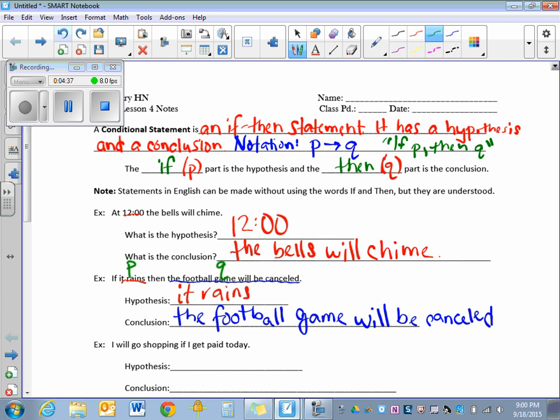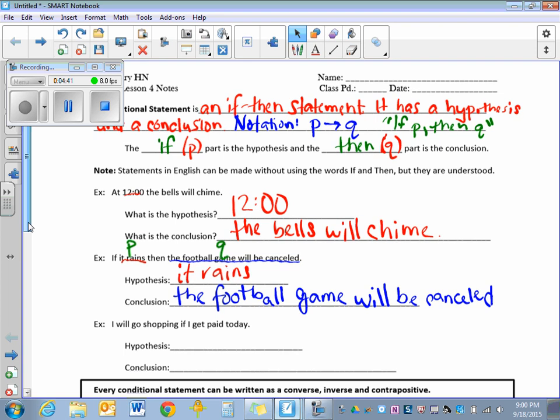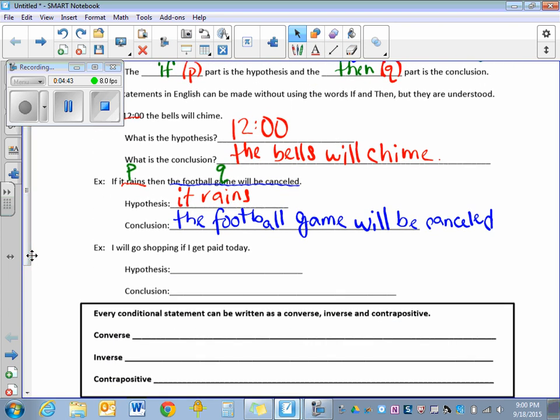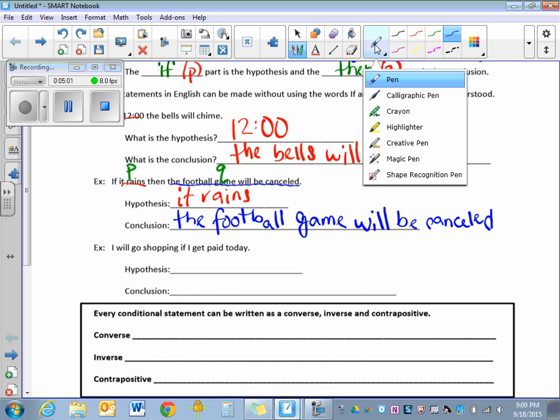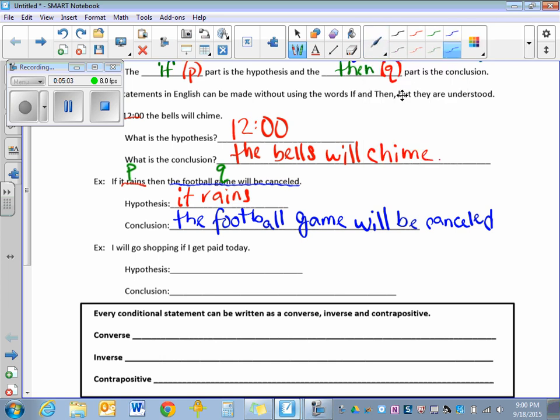Okay, let's take a look at another one where it's not necessarily in that order. Our next example says, I will go shopping if I get paid today. So our hypothesis here is not just that first chunk. Again, the hypothesis is the if part. What is that first condition that is made? And that's why it's called a conditional. We have that condition on it.